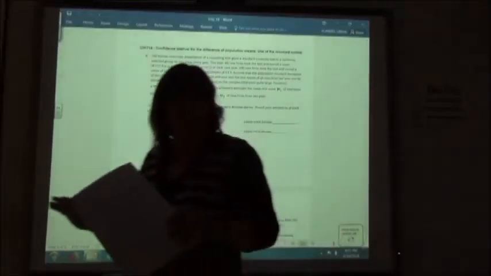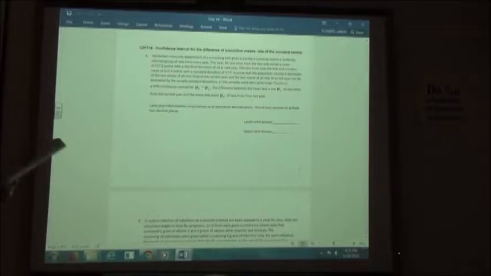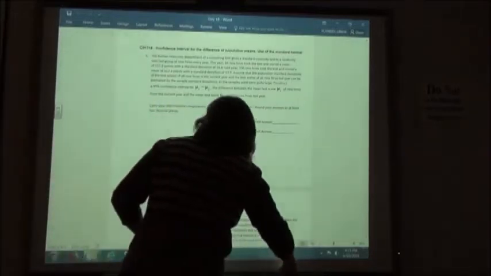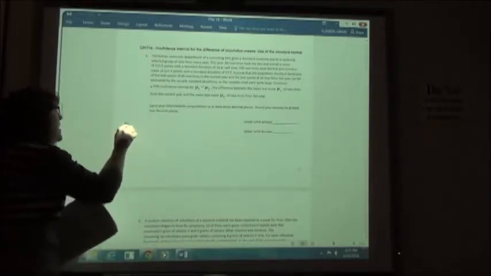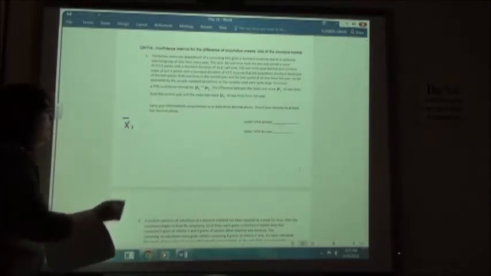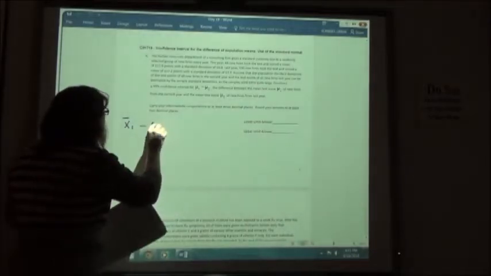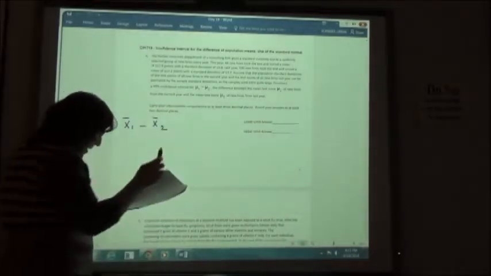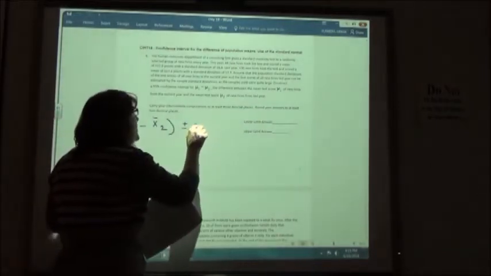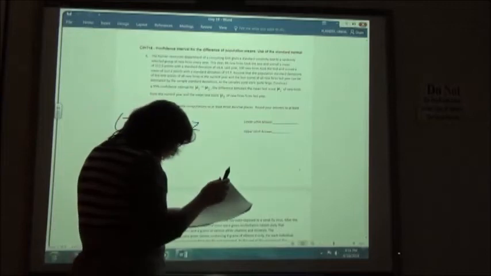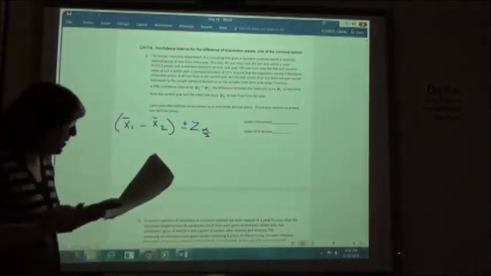The confidence interval means we're finding the lower limit and the upper limit. Our formula for our confidence interval is we're taking the sample mean from the first thing, minus the sample mean from the second thing. That goes together. Plus or minus z sub something. And they're going to put alpha divided by 2, and we'll talk about that in a minute.